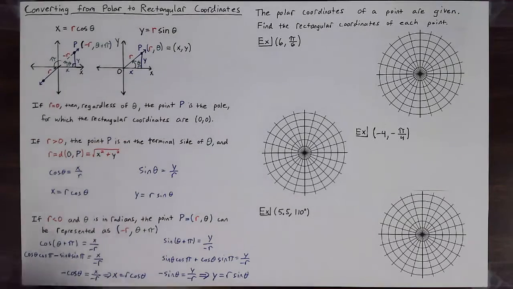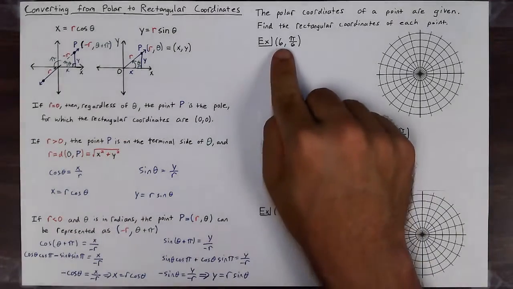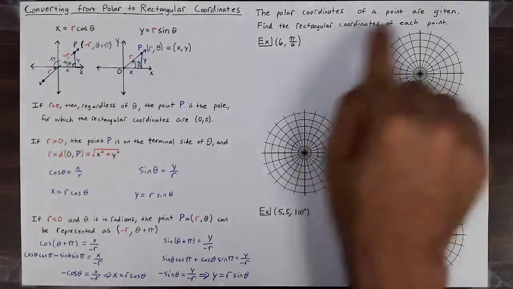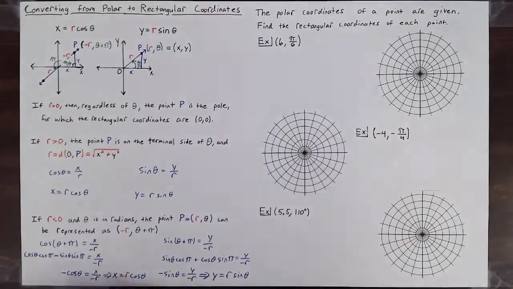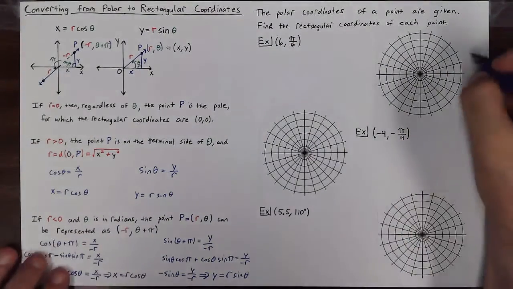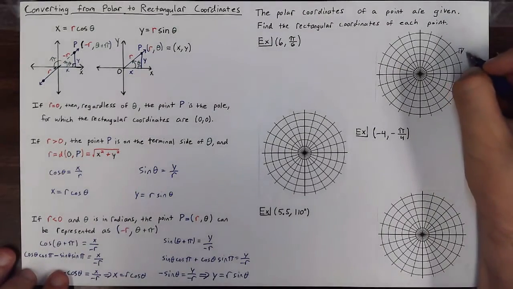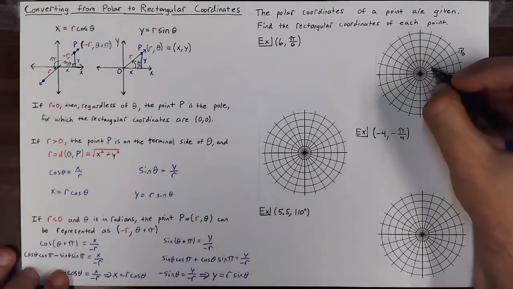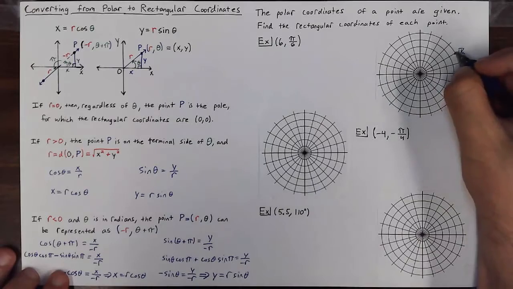So let's put this into practice. Let's say I want to find the rectangular coordinates for this point (6, pi over 6). So pi over 6 is this angle right here, and 6 would be 1, 2, 3, 4, 5, 6 out from it.